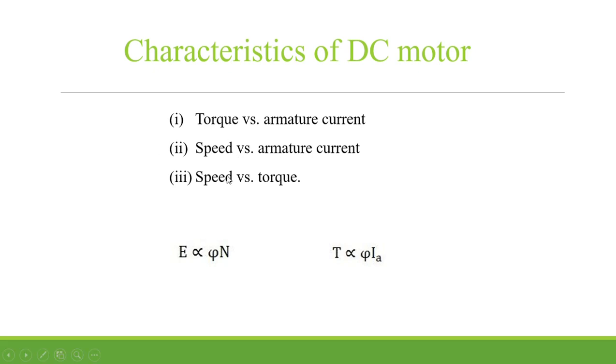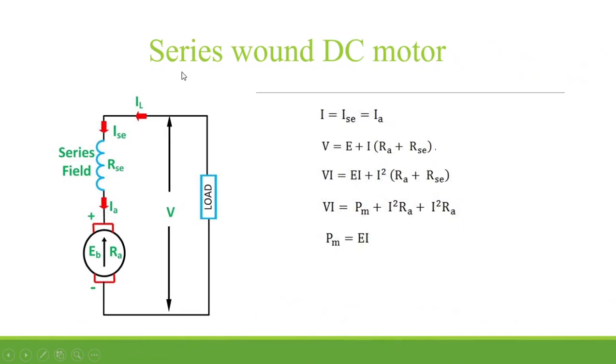In order to study these three characteristics, we need to know two basic equations. The first one is related to the EMF equation. The EMF is directly proportional to flux per pole multiplied by speed. Here n is in revolutions per minute. The torque is directly proportional to flux per pole multiplied by armature current. So using these two equations, we will be studying these three characteristics of DC motor. We will first study the characteristics for the series motor. So let us recall what we have studied about the series wound DC motor.